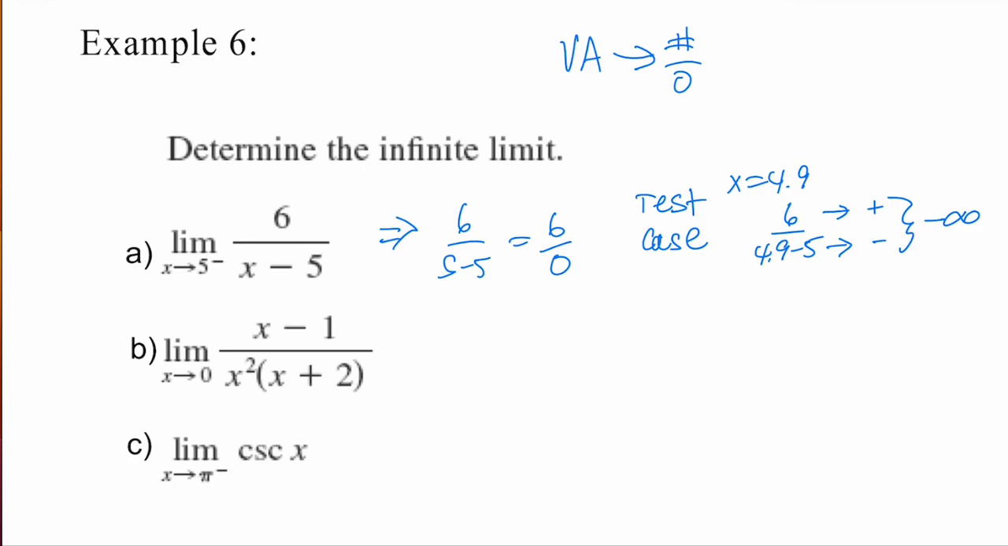Now, why? Because no matter what number that I put in that's to the left of 5, close to it, I am always going to get a negative number. The closer to 5 it is, the more negative it's going to be. And that's going to happen again and again and again. So the answer to A is negative infinity. If you were to draw the graph, let's draw the graph.